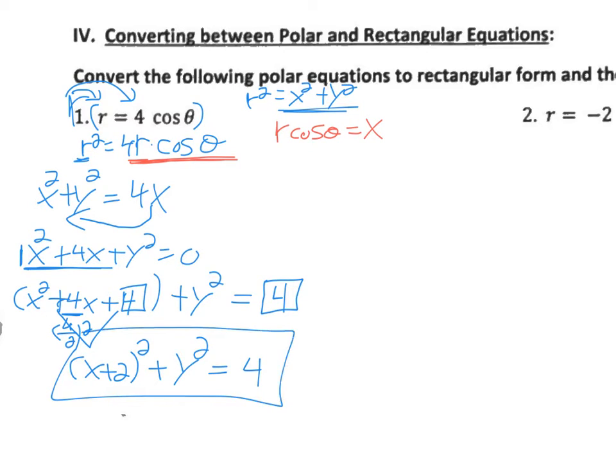Now, if you remember from graphing circles, there are only 2 things you really have to know to graph it. The center, and the center is always the opposite value here, so it's going to be negative 2. Well, there's nothing in there, so I don't have a vertical shift, so it's 0. And then remember, this always equals r squared. So in this case, r is equal to 2.